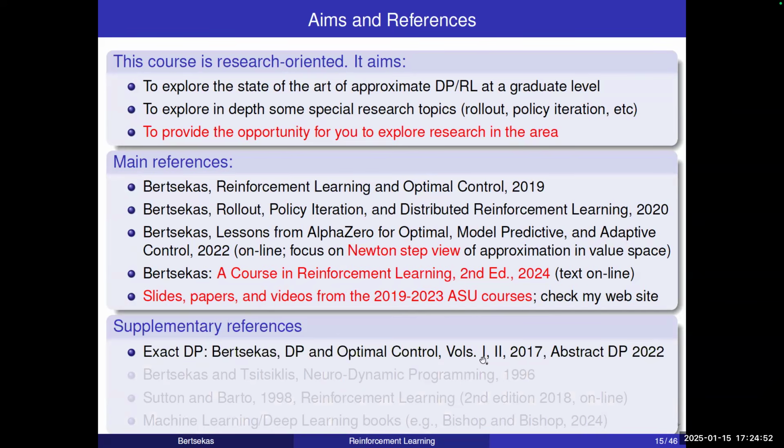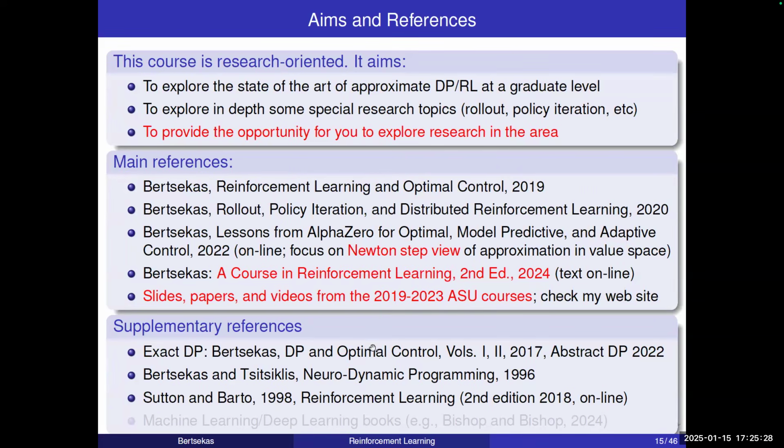I have a 2-volume book on exact dynamic programming, but it also has a lot of material on approximate dynamic programming, so it's relevant. I have also a mathematical book on abstract dynamic programming, dealing with Bellman operators and some of the foundations for the Newton step interpretation framework for our course. This is also available on the internet. Then there's the 1996 book with John Tsitsiklis, Neuro-Dynamic Programming. These books are mathematical and inspired from a decision and control viewpoint.